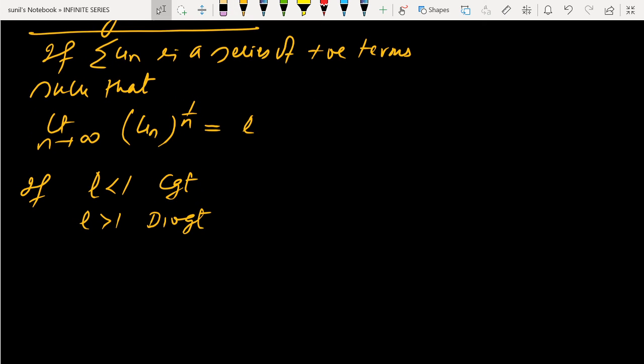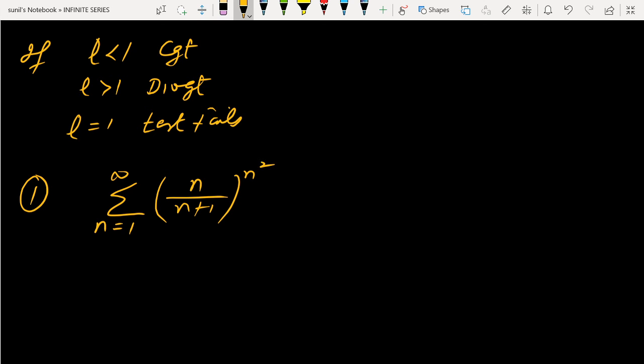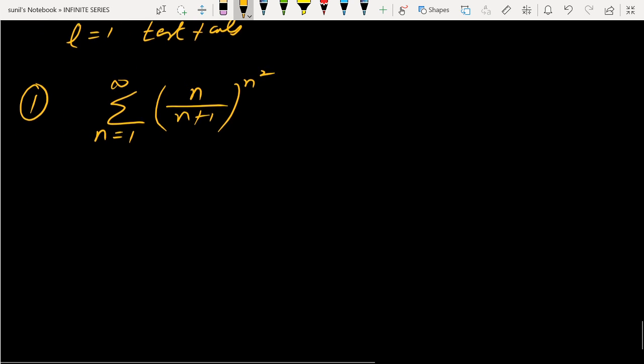And at L equal to 1, test fails. Now we'll discuss few questions on this, because most of the questions come directly from here. The first question is, discuss the convergence of summation n from 1 to infinity, n upon n plus 1 raised to power n square. Now how will we discuss it?